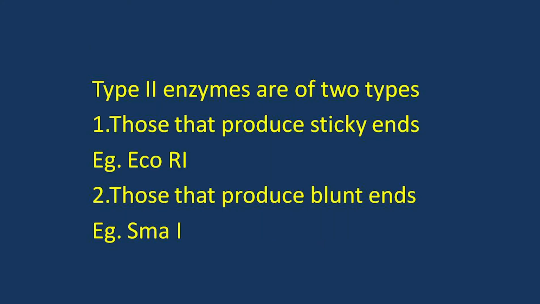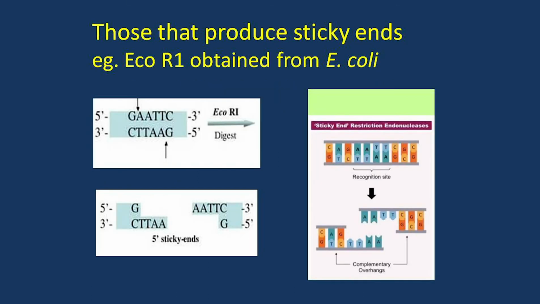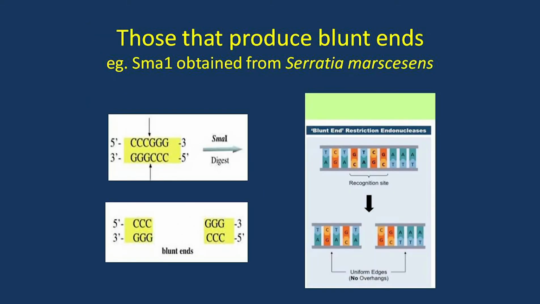Type 2 enzymes are again divided into two. Those that produce sticky ends, example EcoR1, and those that produce blunt ends, example SmaI. In the case of EcoR1, it cuts at the specific location shown by arrows, resulting in the production of sticky ends, also called cohesive ends or overlapping ends. In the case of SmaI, which is obtained from Serratia marcescens, it cuts the DNA right in the middle. So the ends of the DNA are blunt ends.